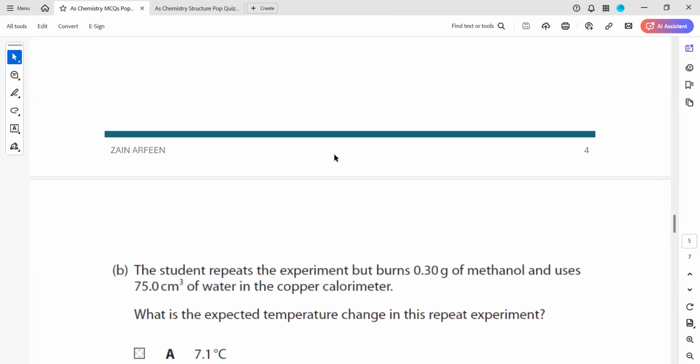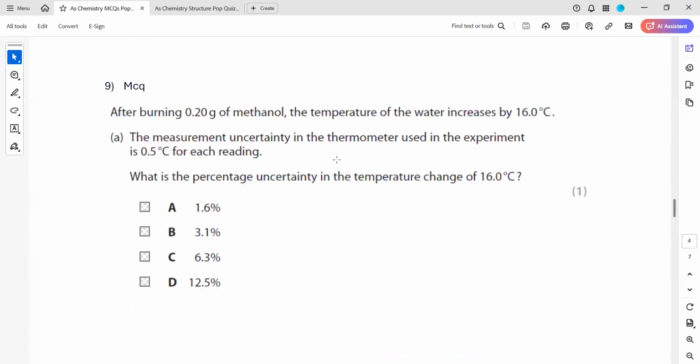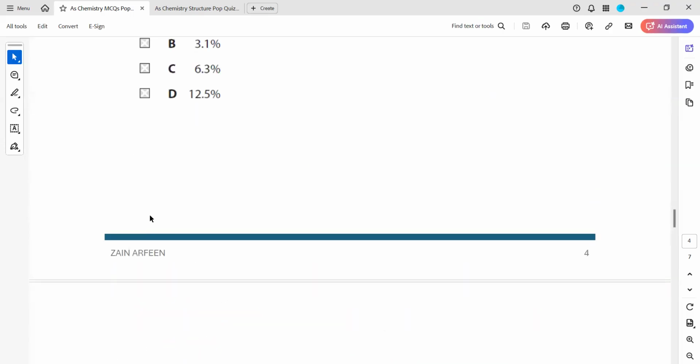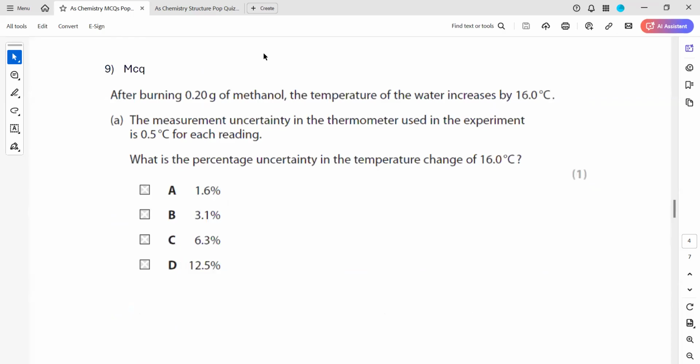But how will you do such a question? Let's take an example. Here the volume is 75, but let's take a simple example. Originally, the volume was 50 cm cube of water. When we use 0.2 grams of the fuel and 50 cm cube of water, the temperature change, let's say, was 16 degrees. I'm just taking a random value because I miscopied that part. The volume of the water should also have been given in the first part. Now, if 0.3 gram is burned, we have increased the mass of the fuel which is burned by 1.5 times.